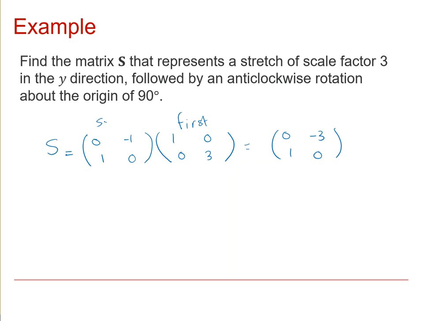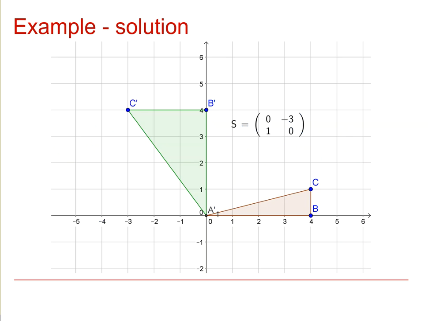So stretch followed by rotation. And we can see here the transformation S, 0, minus 3, 1, 0, transforms ABC to A dashed, B dashed, C dashed, and you should be able to tell that we've undertaken a stretch parallel to the y-axis of scale factor 3, followed by a rotation about the origin of 90 degrees anticlockwise.